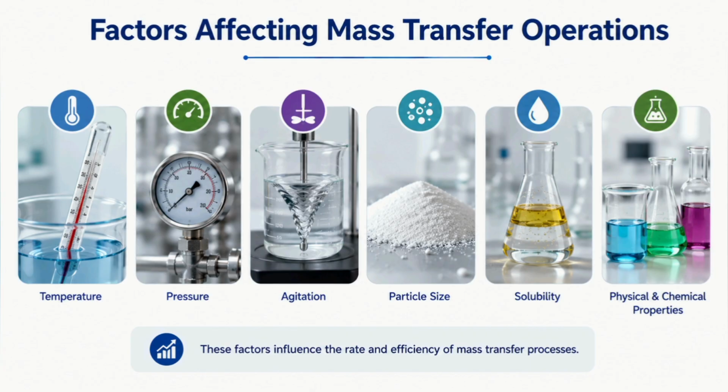Agitation or stirring helps maintain a uniform concentration and improves the transfer efficiency here. Pressure affects operations like distillation and evaporation. The nature of the solvent and the solute also influence the transfer. For example, sugar dissolves faster in hot water than in cold water. Powdered sugar dissolves faster than sugar cubes because of the surface area.